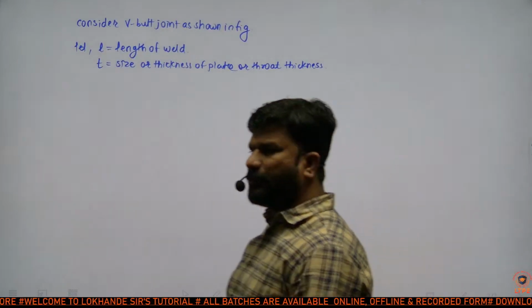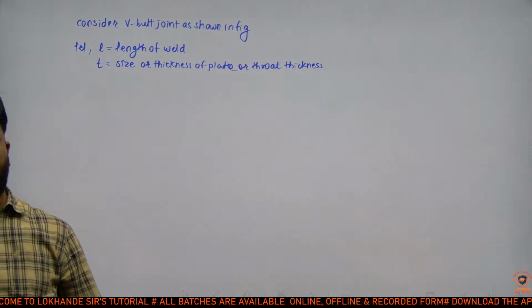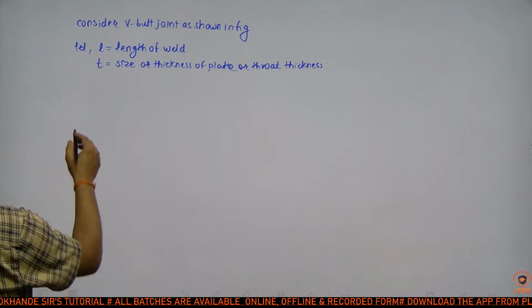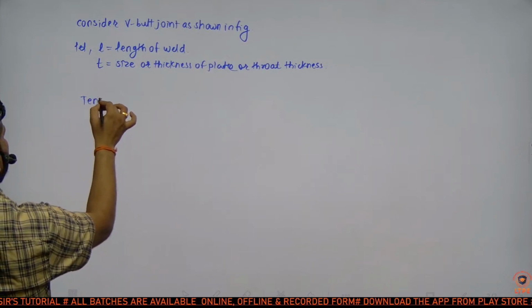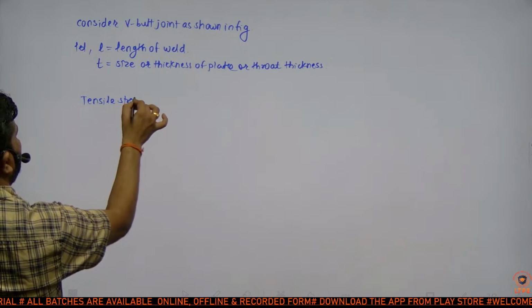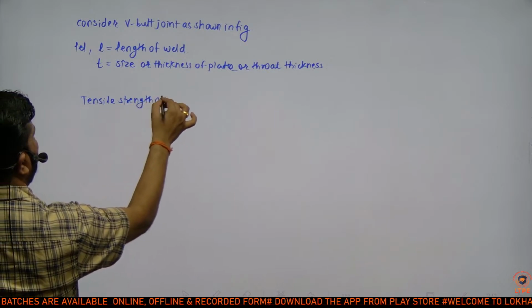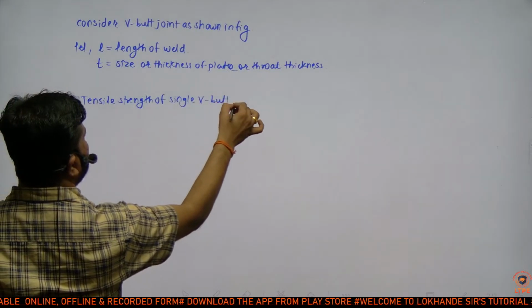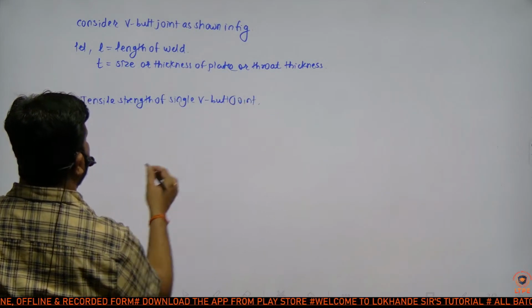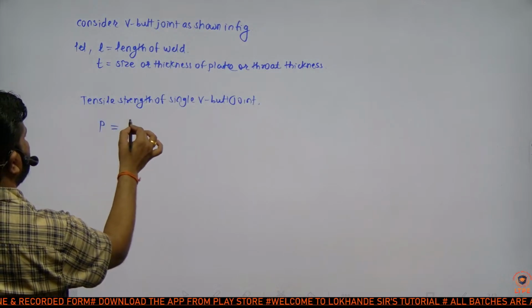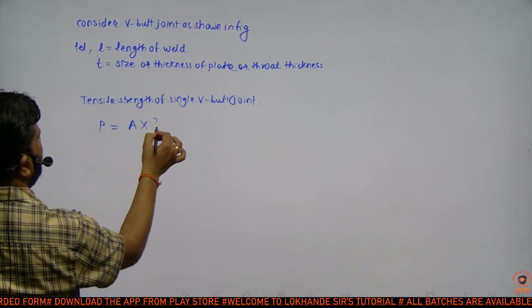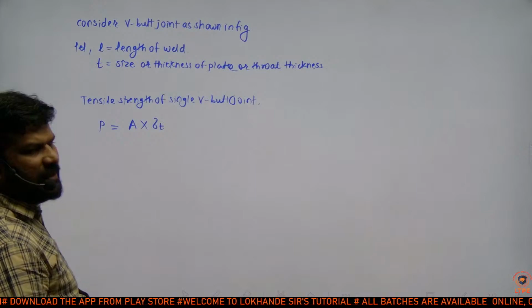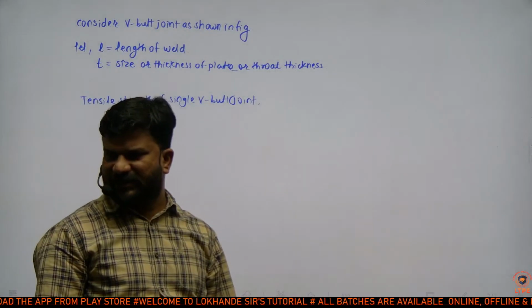So this joint supports both tensile as well as compressive load. So how to find the tensile strength of this joint? Tensile strength of single V butt joint is, tensile load is equal to resisting area in tension into tensile stress.